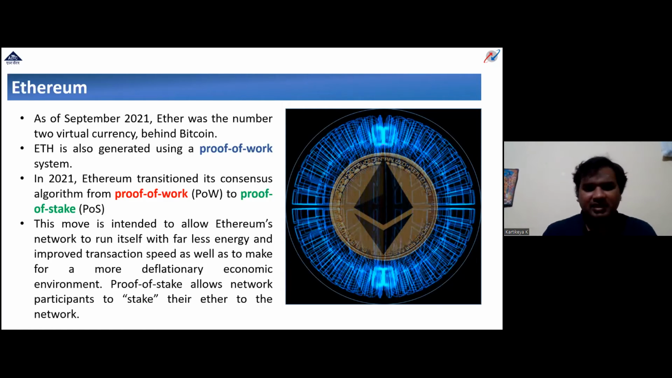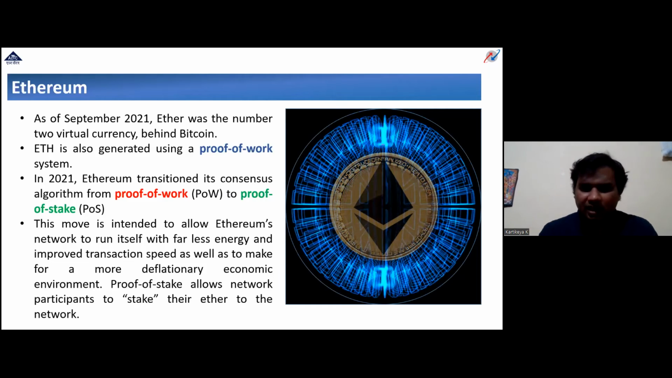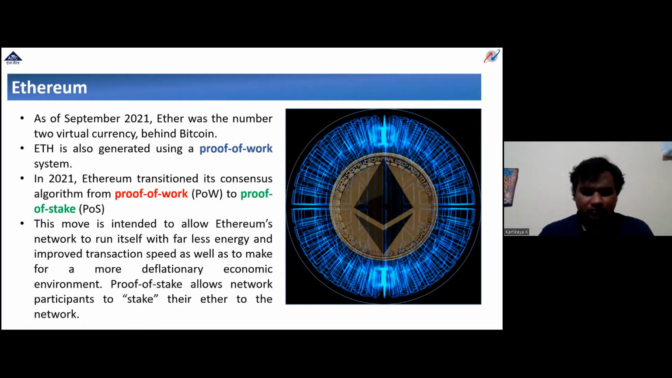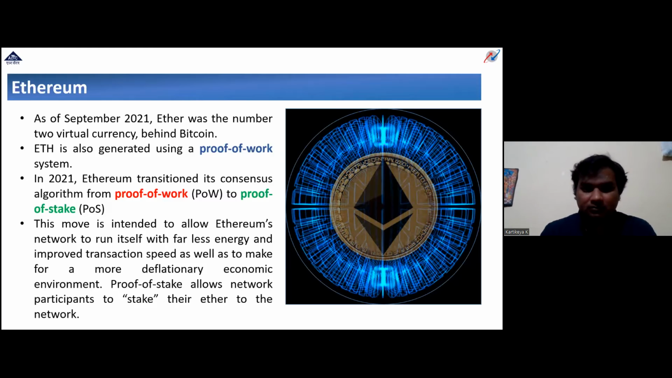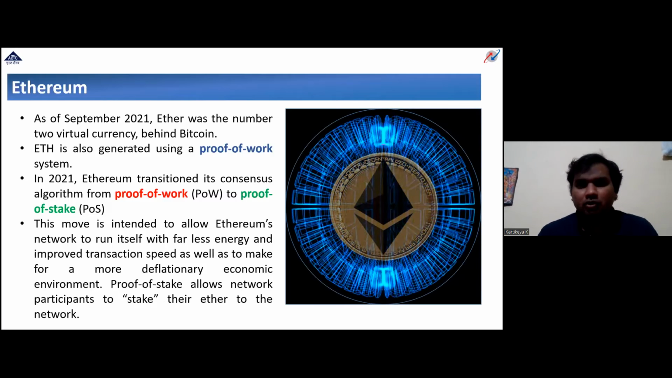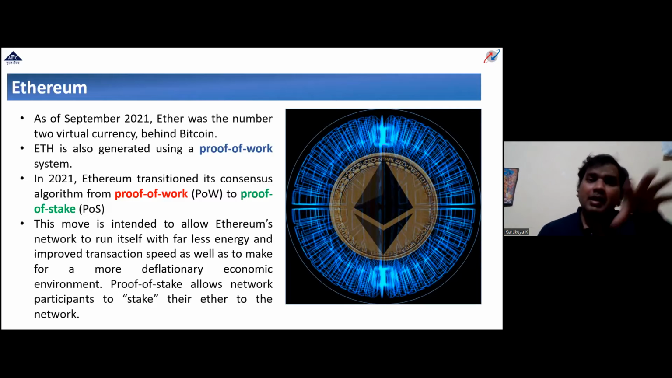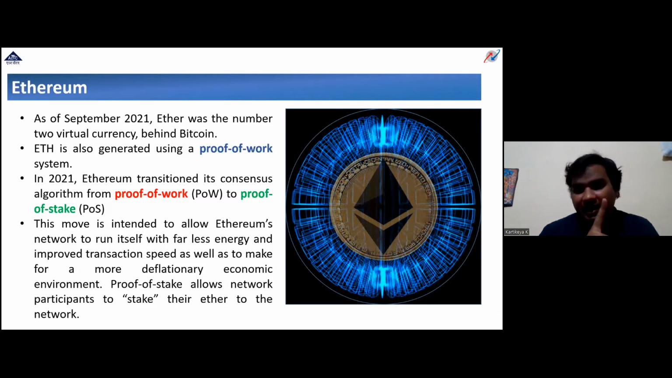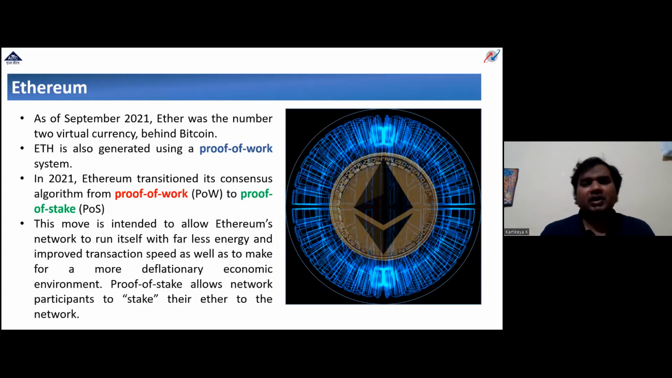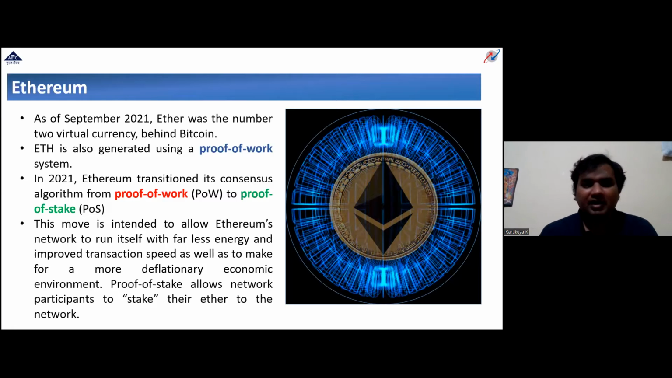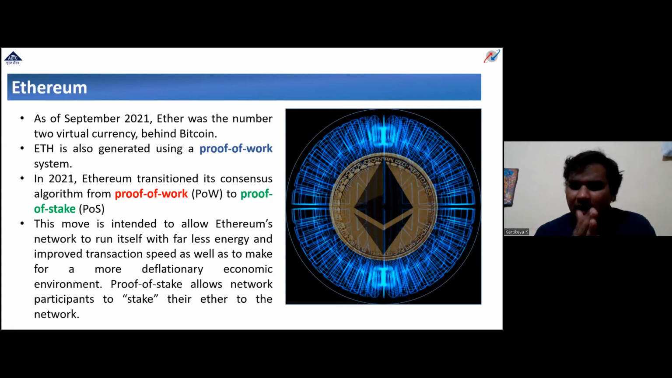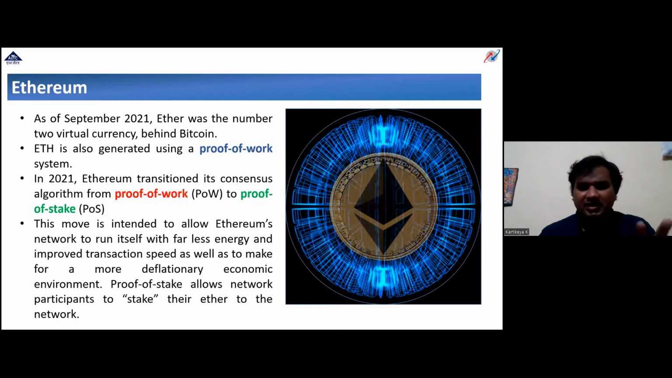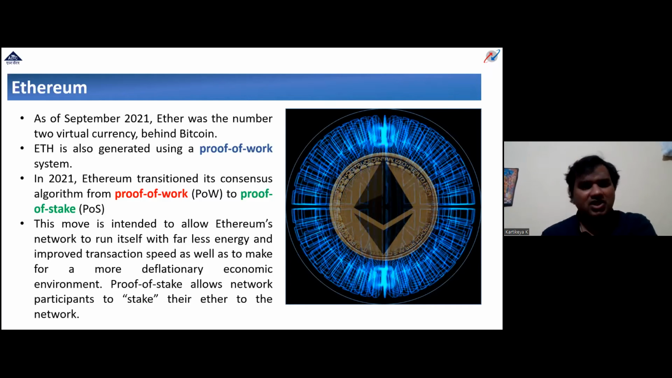There are some disadvantages with the blockchain, such as it takes so much time. To add a new block in Bitcoin takes 10 minutes, right? So the transaction speed in Bitcoin is very much limited. To make the system faster, Ethereum has moved its consensus algorithm from proof of work to proof of stake. The main advantages gained are that the Ethereum network can run with far less energy and improved transaction speed. In Bitcoin, we saw it demands a high amount of electricity. But with the proof of stake algorithm, far less energy is required, and the transaction speed is also very much improved. For the sake of this, Ethereum has transitioned from proof of work to proof of stake.